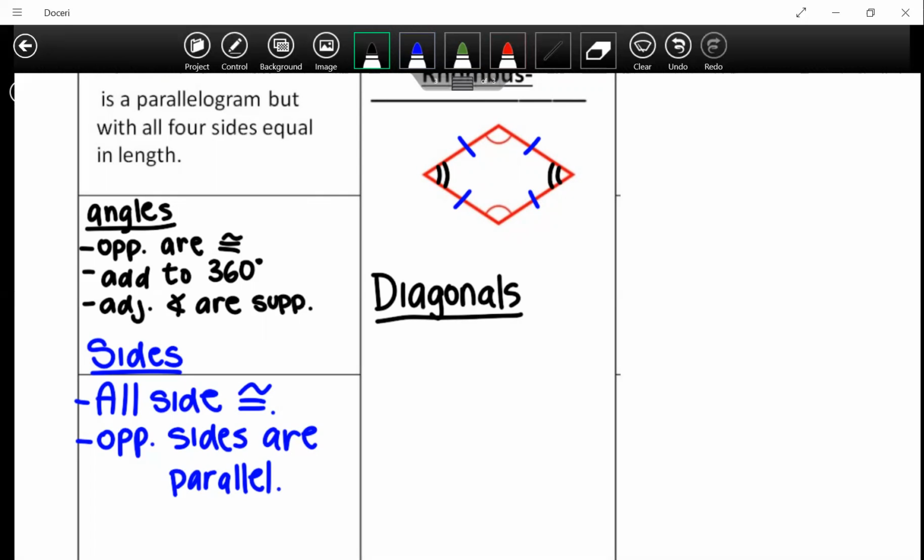And again, we're talking about the basic conditions that hold in a rhombus. One thing that we know is the diagonals bisect each other. I'll just put bisect diagonals. And the other thing that we can say about this as well is it makes a perpendicular bisector.